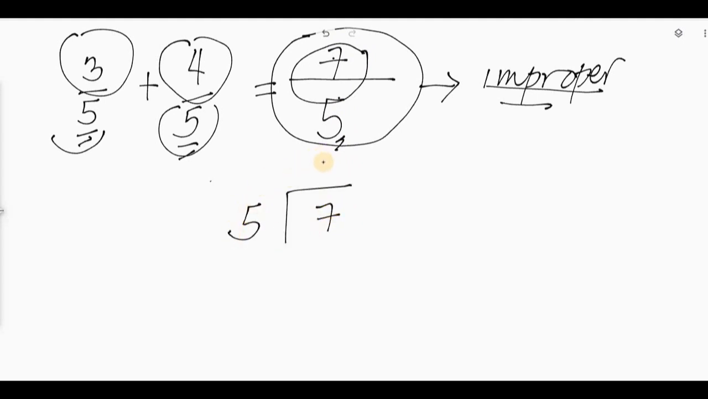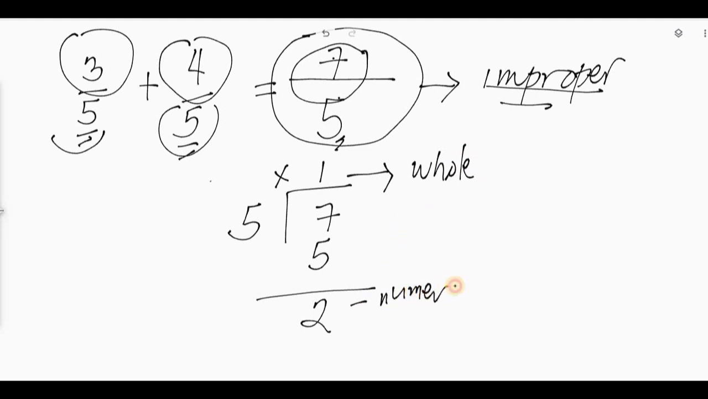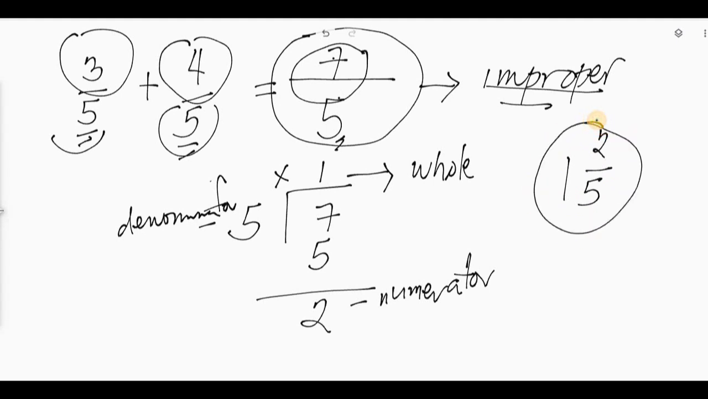Okay, so 7 divided by 5 is 1. 1 times 5 is 5. Then minus, which is 2. So, this is the whole number. This is the numerator. And this is our denominator. Okay? So, paano natin isulat? We have 1 and 2/5, which is our final answer. So, ganun lang siya kadali mag-add ng similar rational numbers. Okay?